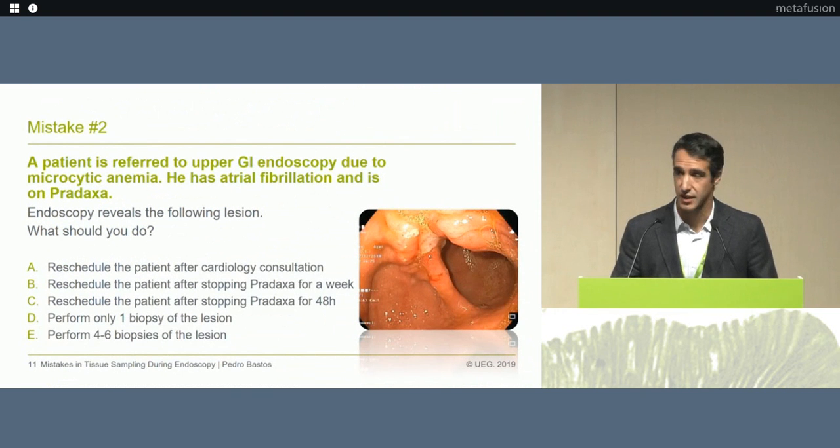I will now go to the second case, the second mistake, which is a patient who is referred for upper GI endoscopy due to microcytic anemia. He has atrial fibrillation and is on Pradaxa, and he did not stop the medicine. He took it in the morning of the exam.